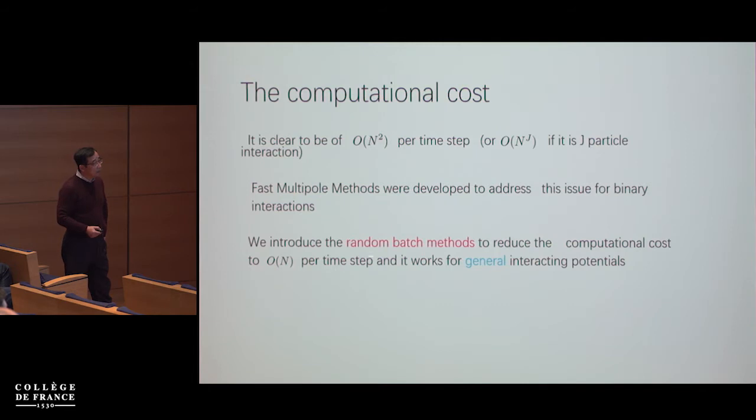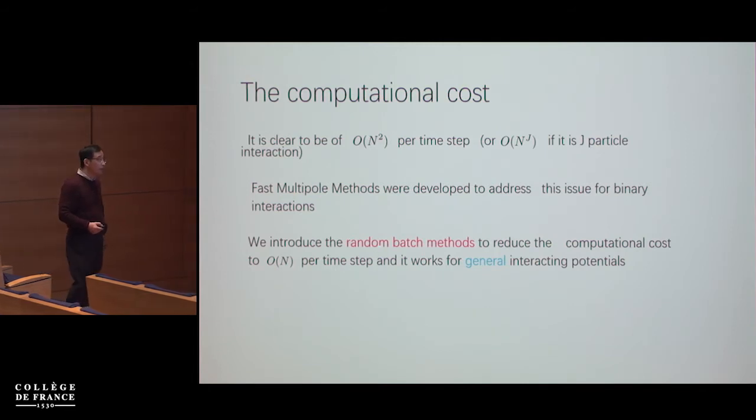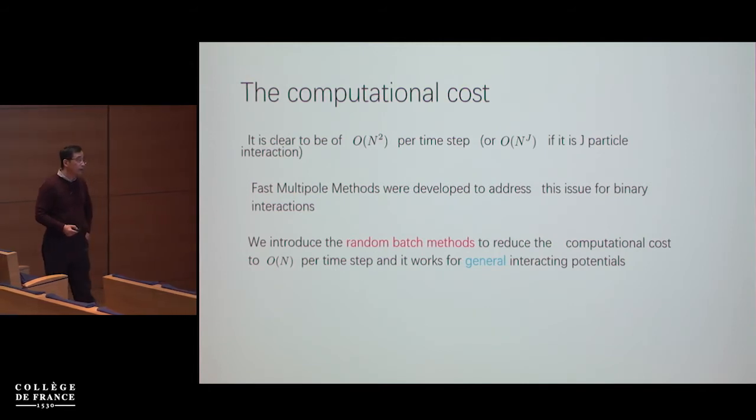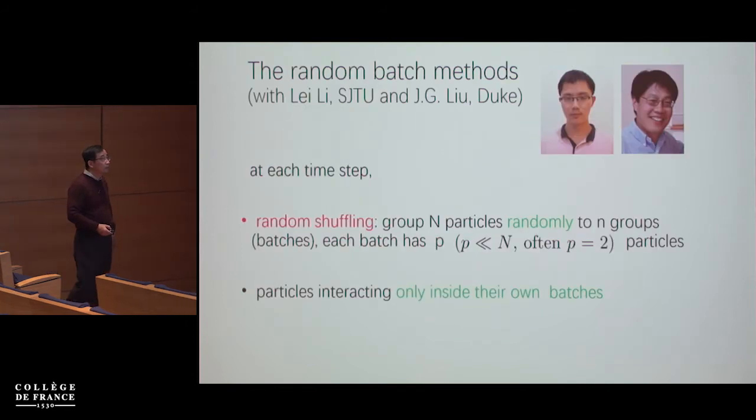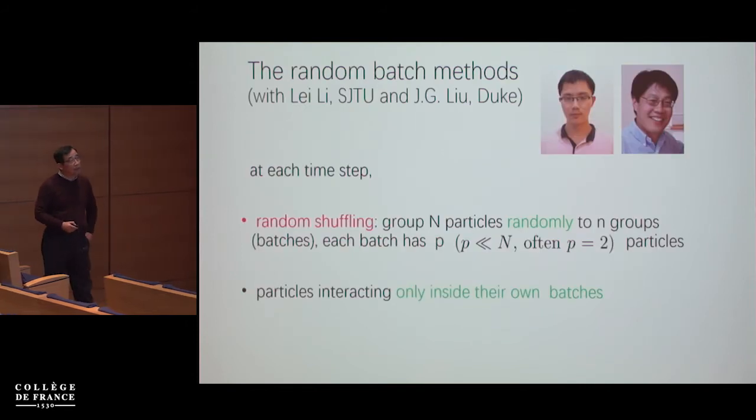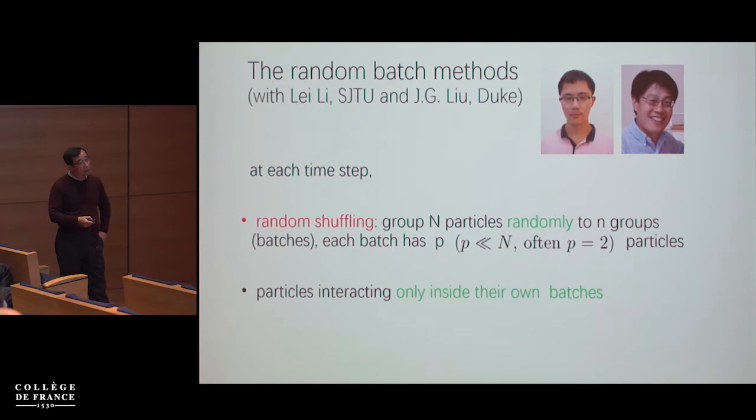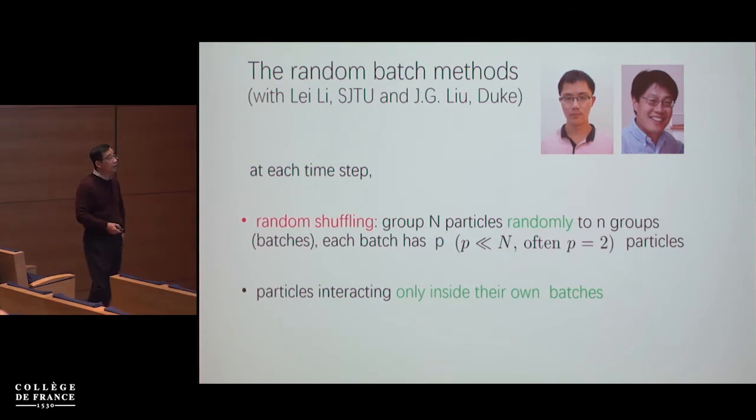But today I will introduce a method that we call the random batch method. It's the same aim: you want to reduce cost from order N squared to order N. But it's a very simple method, extremely simple, and works for very general interaction potentials. It's embarrassingly simple, actually. So here is the method. It's joint work with Lei Li, who is a young faculty at Shanghai Jiao Tong, and Jianguo Liu, some of you know him, he's at Duke.